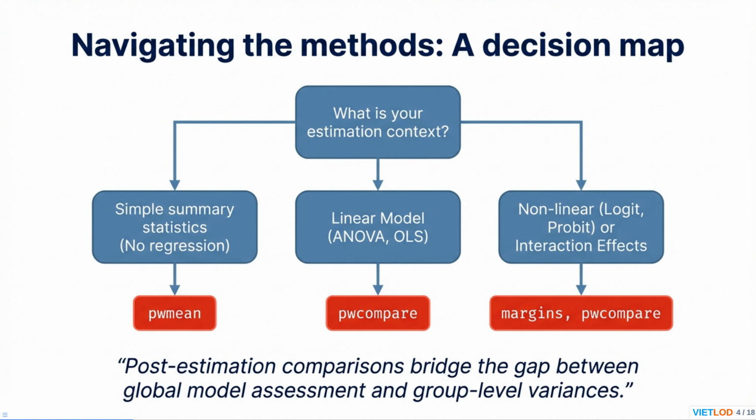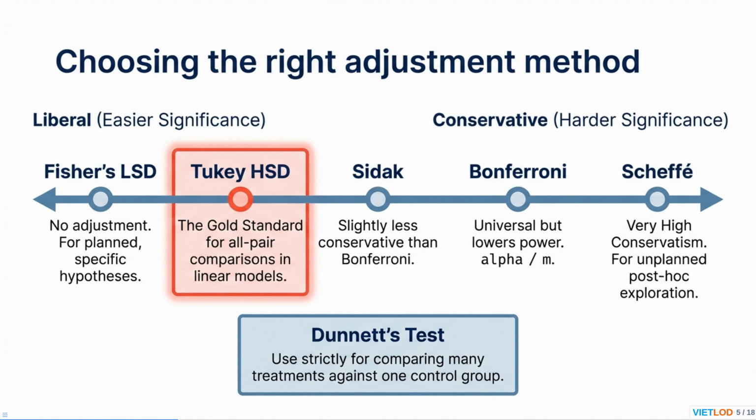Choosing the right Stata command depends entirely on your estimation context. If you are dealing with simple summary statistics without a regression, pwmean is the appropriate command. For standard linear models like ANOVA or OLS, pwcompare is the standard tool for post-estimation. However, for more complex nonlinear models such as logit and probit, or when dealing with interaction effects, you must use a combination of margins and pwcompare. These post-estimation comparisons are vital because they bridge the gap between a global model assessment and understanding specific group-level variances.